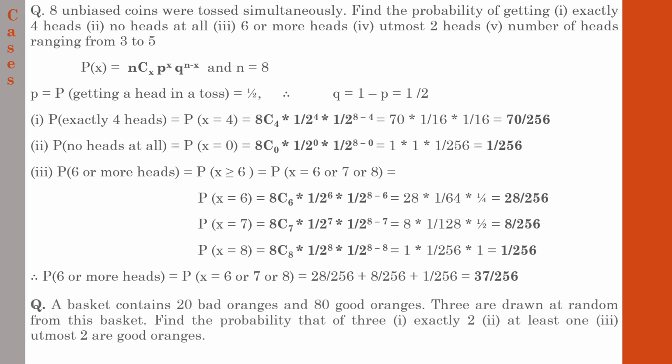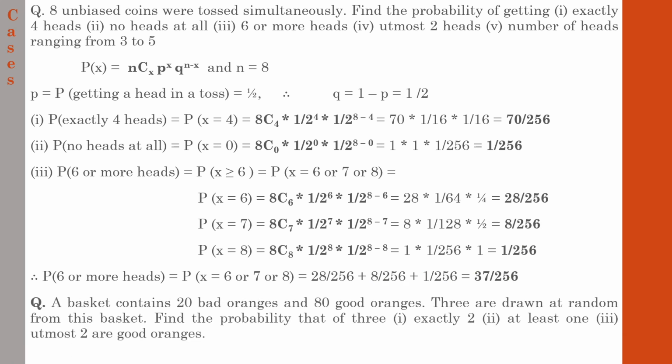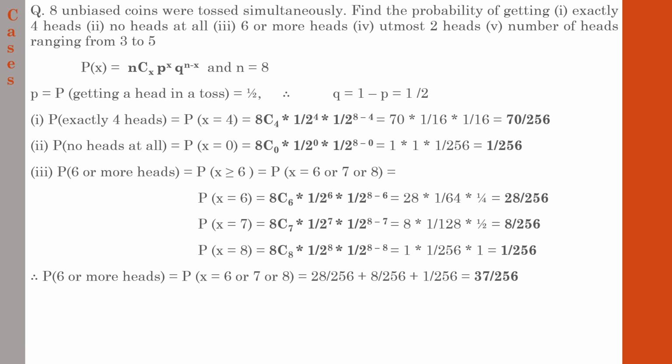So next one. At most 2 heads. Next one, at most 2 heads. So the term at most 2 heads is another tricky term which we have to remember. Whenever a number associated with at most is given, here for example it is at most 2, at most 2 means numbers including 2 and less than 2. What are the numbers less than 2? It will be 0, 1, and at most 2 means including 2.